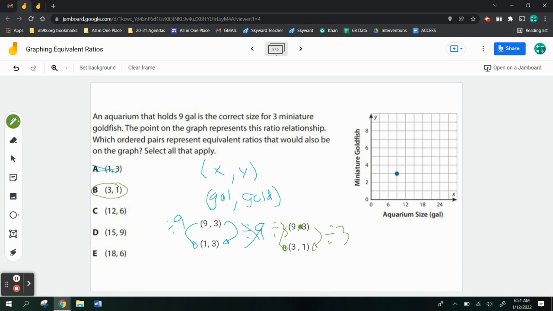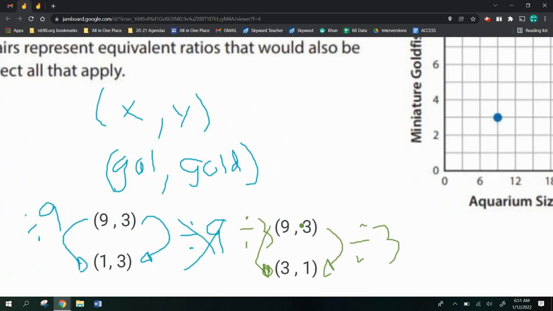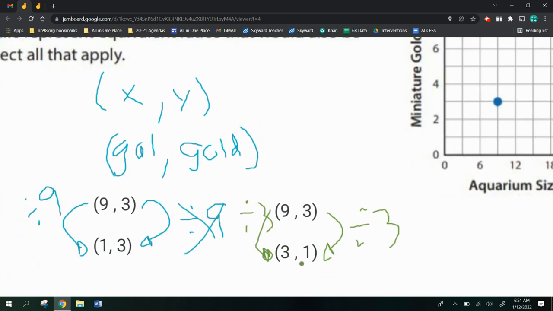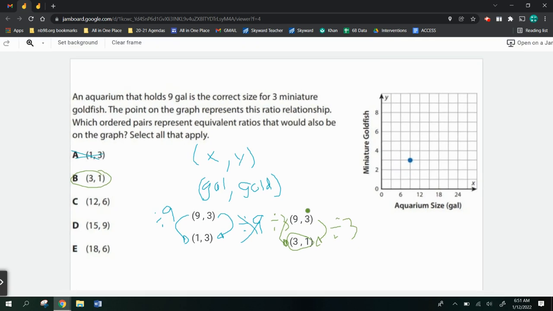Since this was my starting ratio, and I divided it, this is the smallest it can get, so this is going to be my base ratio. This is the easiest ratio of the set. So for the rest of them, I'm going to use this one to check instead of using 9 to 3.